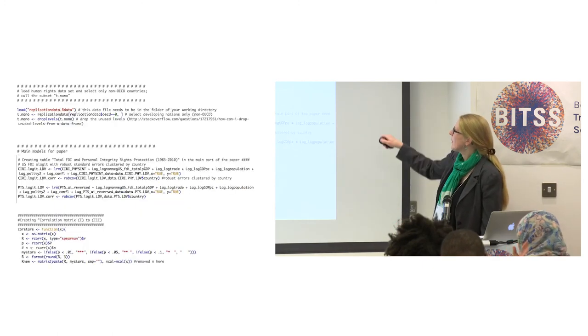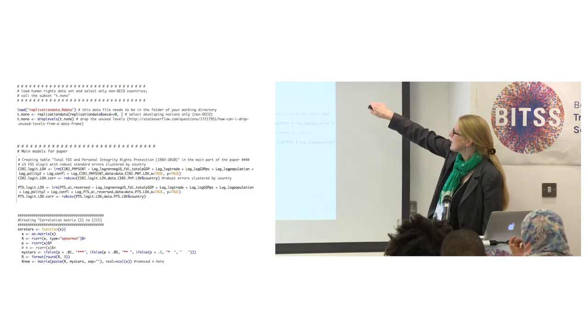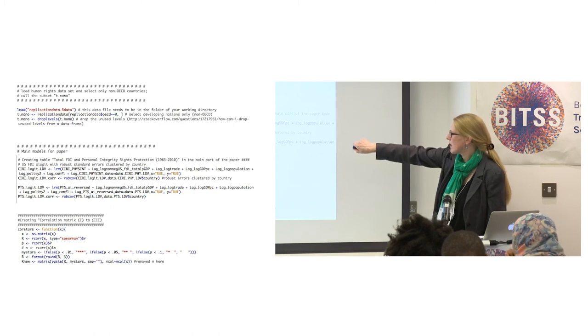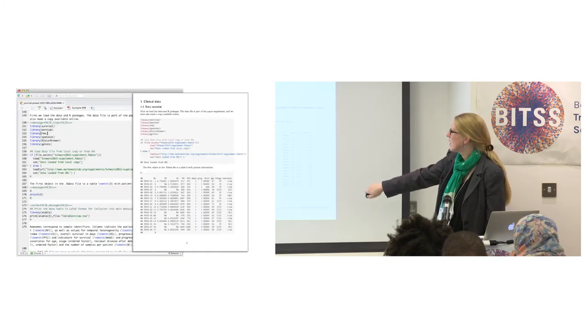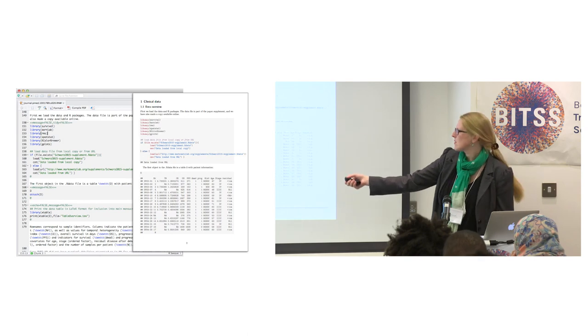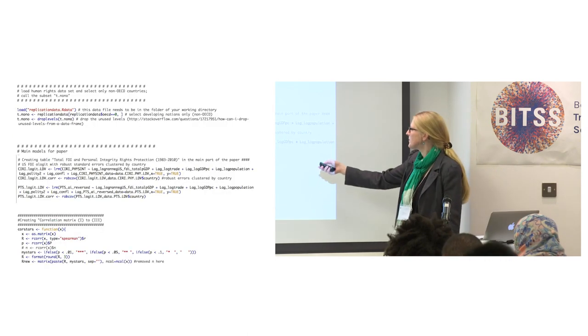Or this code, this is in R, right? So you can say, I'm loading this data, these are the main models, this is my correlation matrix. This is the best version of it. This is how I did it. This is not perfect. That's my own paper.